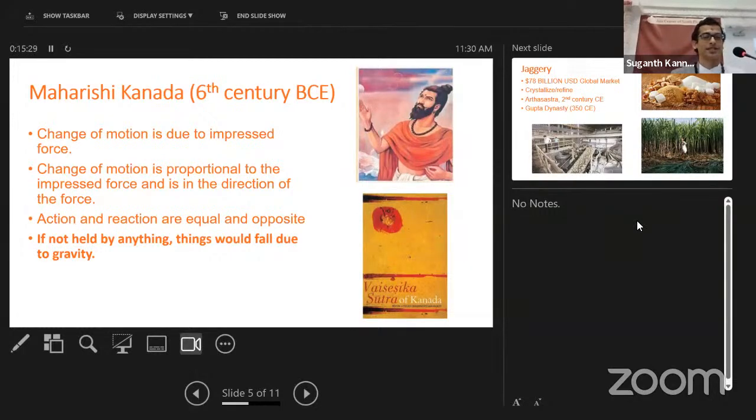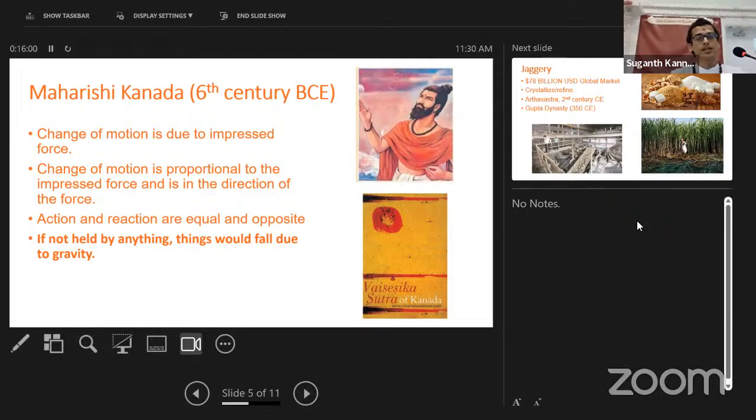But that's not exactly true. In ancient India, a lot of the laws of motion and gravity have been discussed in great detail. In fact, for Europeans and Westerners to discover the concept of gravity, it took Galileo and the Leaning Tower of Pisa for them to understand that. And in the Vaisheshika Sutra, which was given by Maharishi Kannan in the 6th century BC, he has given all the laws of motion and gravity.